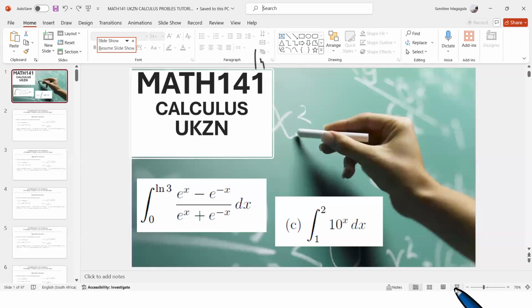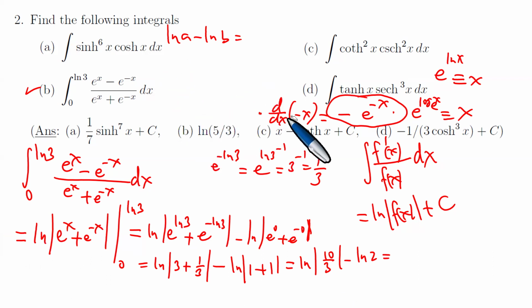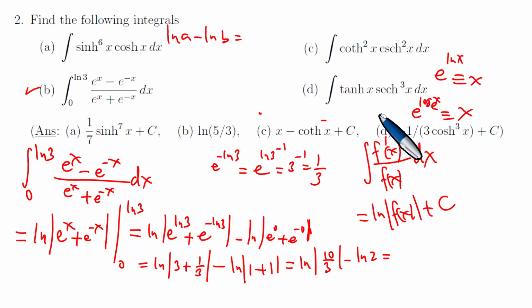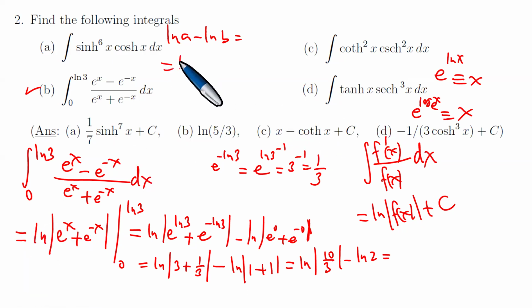The ln of A minus the ln of B is equal to what? Let's write that one down and take that into account. The ln of A minus the ln of B is the same as the ln of A over B, like so. We good.